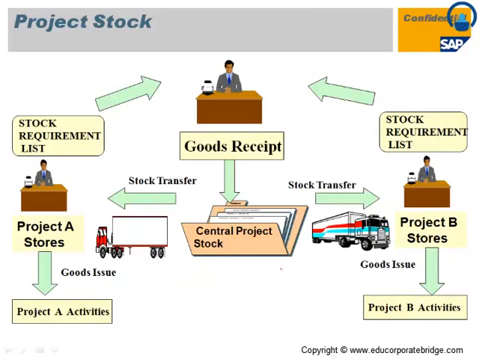So this is how the stock is transferred from one WBS to another WBS. If I have a project A stock and I have a project B store, and I want to transfer stock from one WBS to another WBS, it will happen through the movement type. There are several standard movement types provided by SAP where you can transfer stock from one WBS to another WBS. There is a 301 movement type to transfer the stock from one WBS to another WBS. So this is how the process happens during the stock transfer.